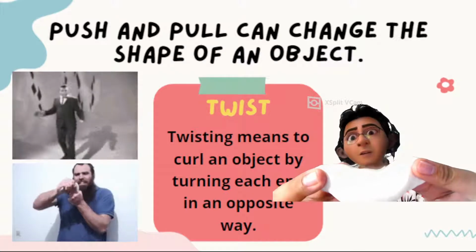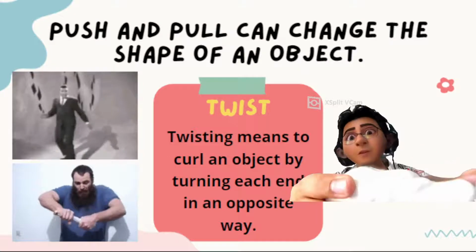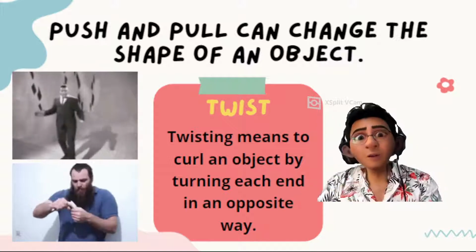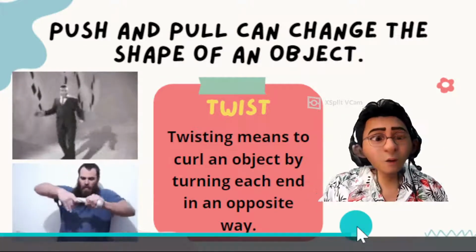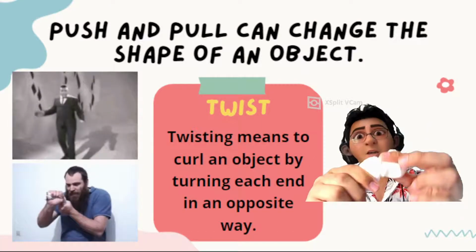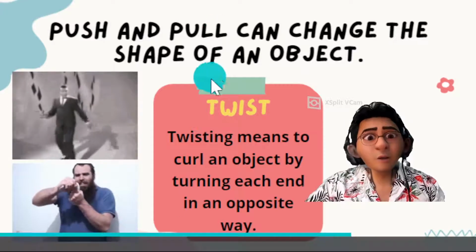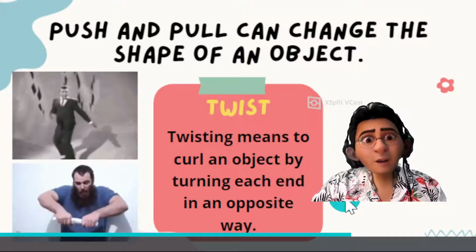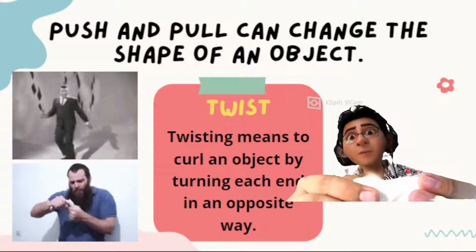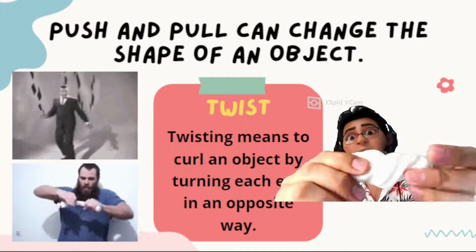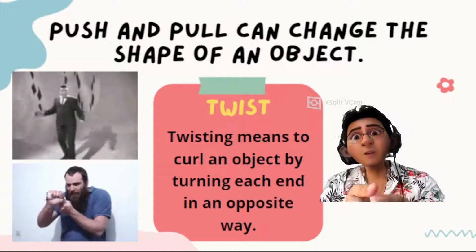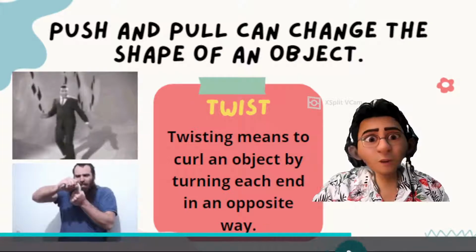This one, a soft Play-Doh. You twist it, so it changes shape like that. Good. Twisting means to curl, untuk ikalkan, or to turn, to twist like that. An object by turning each end in an opposite way, ke arah berlawanan. Ini ke depan, okay. Pusing, ini ke belakang, like that. So this is twisting, not dancing twist, bukan menari twist. Okay, next.